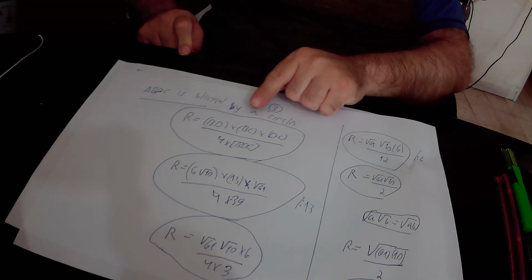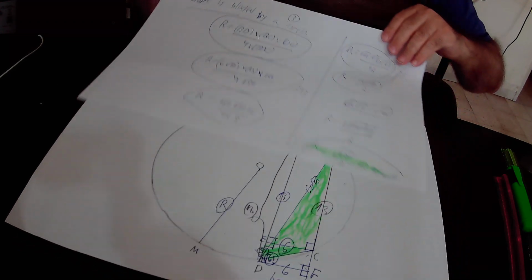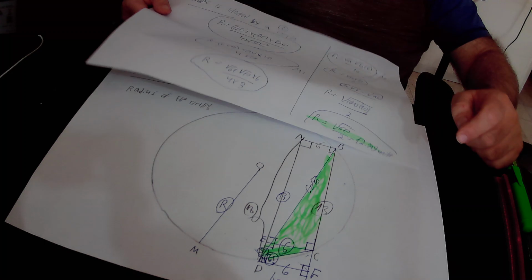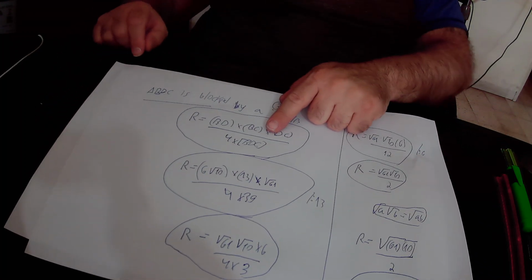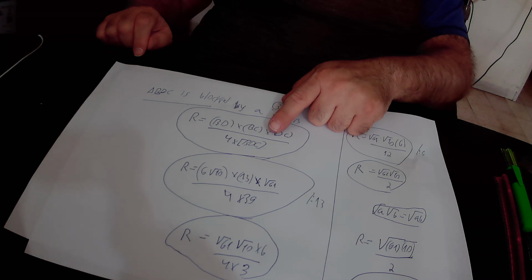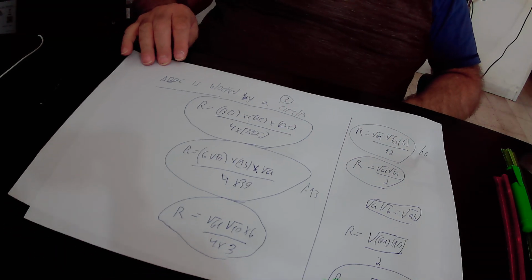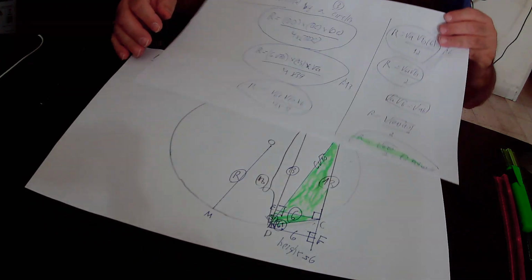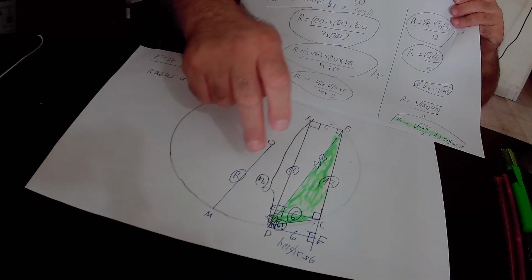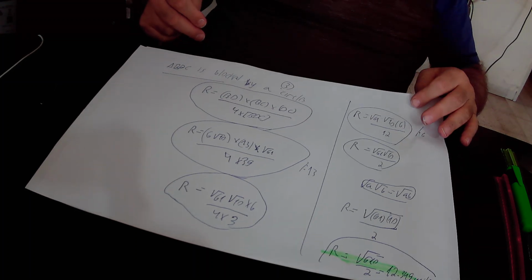This is BD times BC times DC over 4 times the area of the great triangle, triangle BDC. But we have already found out that the area of the great triangle BDC equals 39 units. So actually, it is also the answer to the question, that the radius of this circle, the capital R, equals this expression.